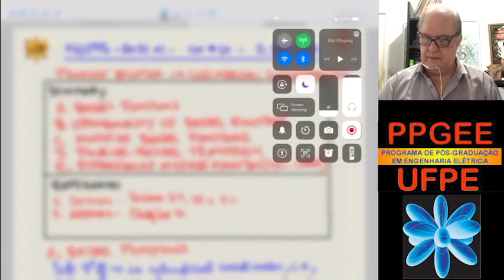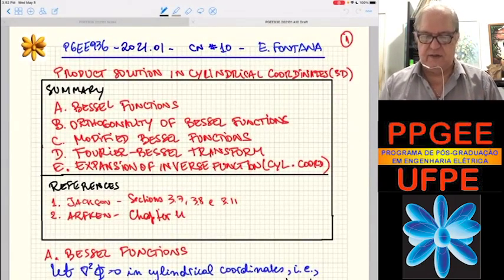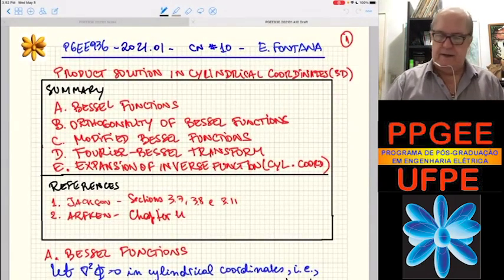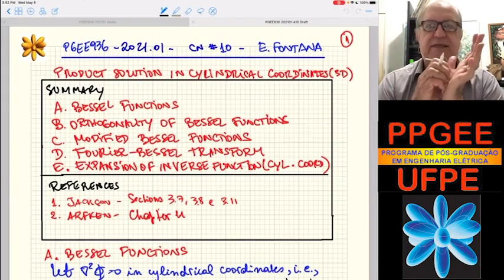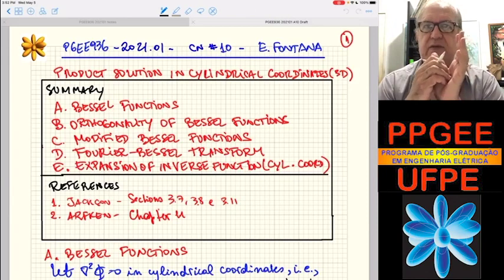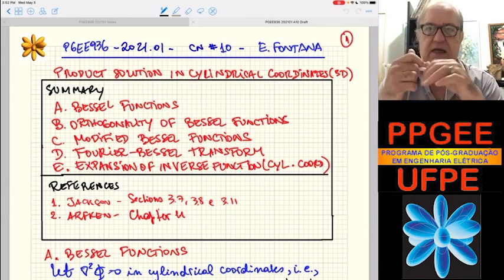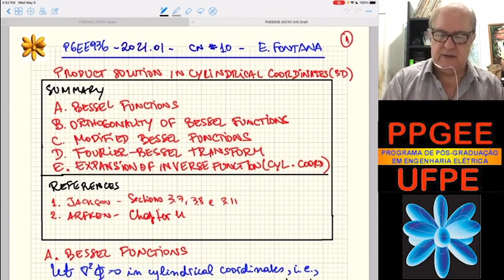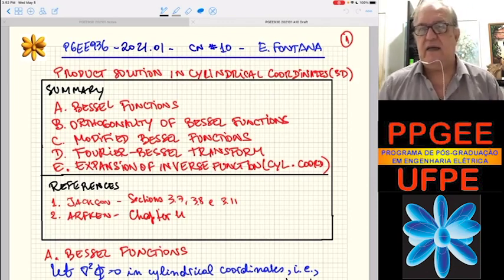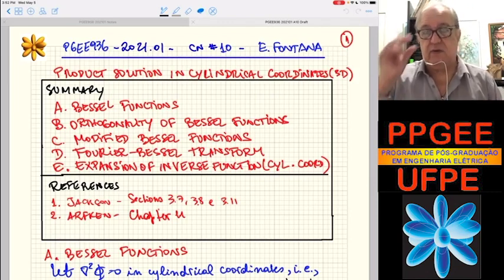Very well. Let's start our lecture number 10. In last class we talked about the solution for Laplace's equation in spherical coordinates, and in this lecture we are going to talk about the solution of Laplace's equation in cylindrical coordinates.